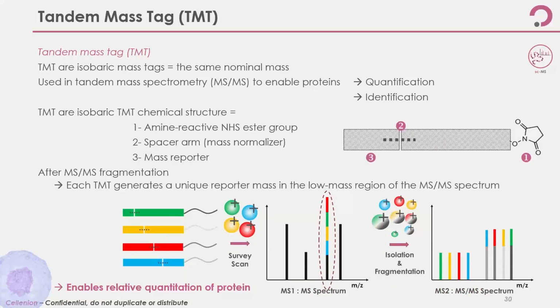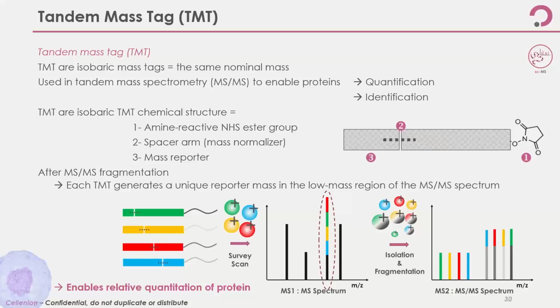Tandem mass tags are isobaric labels, so they have the same mass, and they are used in tandem mass spectrometry to enable protein quantification and identification. The tandem mass tag chemical structure is composed of an amino-reactive NHS ester group that will link to the amino group of the peptide. Then there is a spacer arm, and then there is a mass reporter.